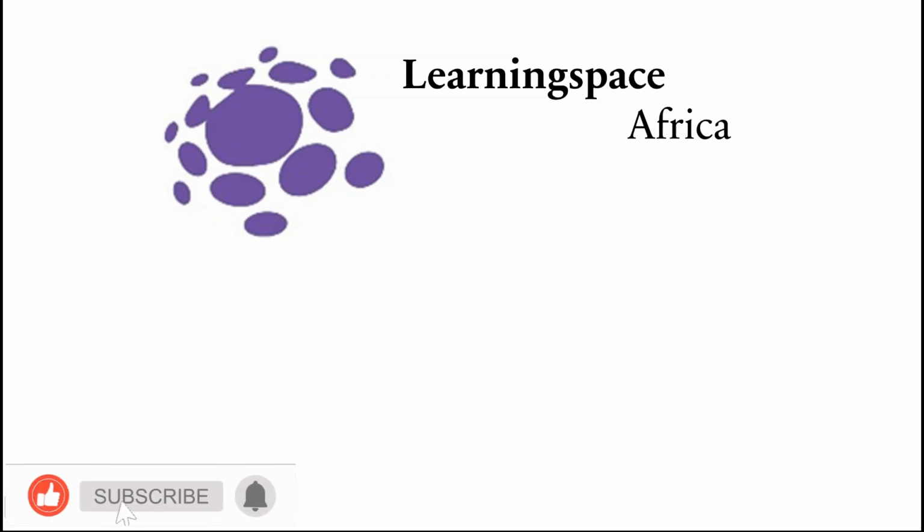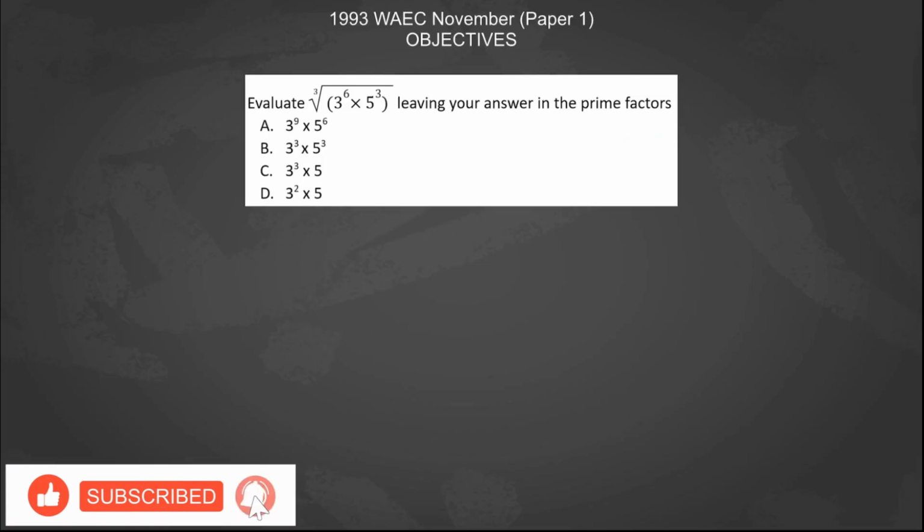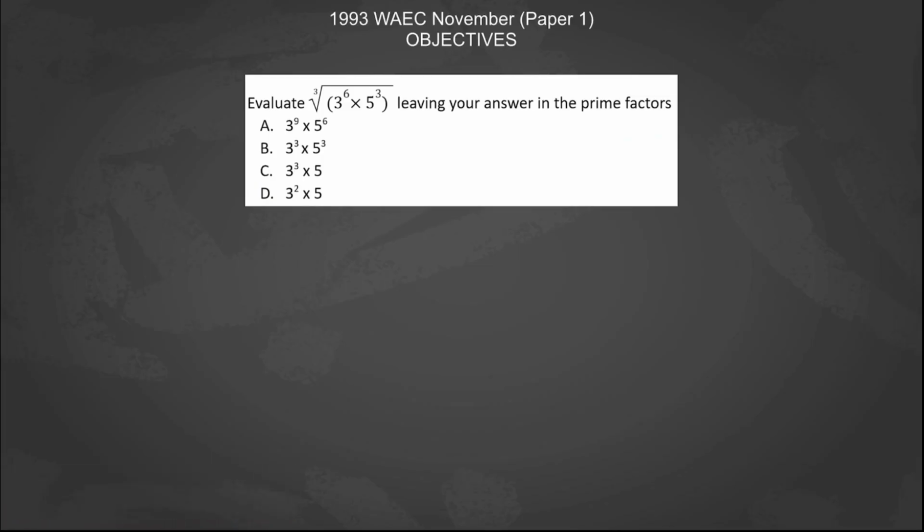Today we are going to talk about prime numbers. This is a 1993 WASSCE November question in paper 1 of the objectives. In this particular question, they're asking us to evaluate the cubic root of 3 to the power of 6 times 5 to the power of 3, and we are required to leave our answer in prime factors, and we're given 4 options to choose from.